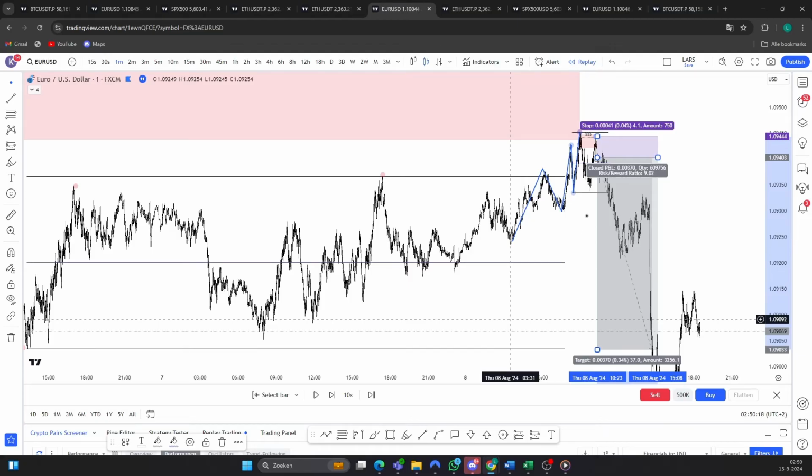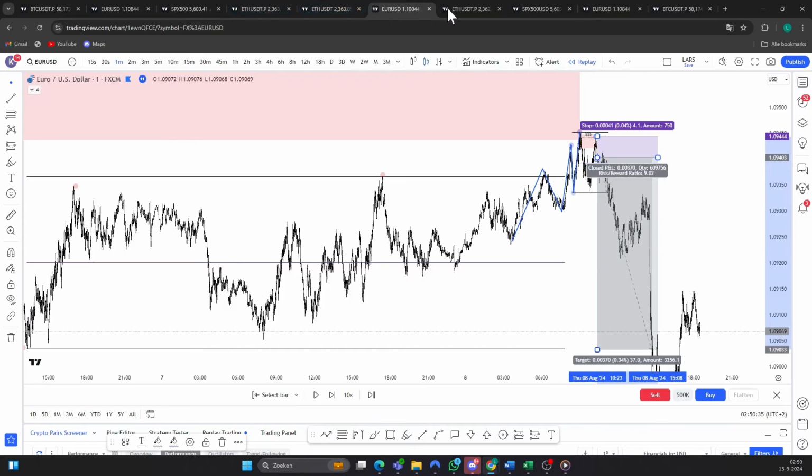Okay, just by trading the local distribution inside of the bigger distribution, we can improve our risk to reward and add an extra 7% net gain on the account, okay, which is absolutely amazing.